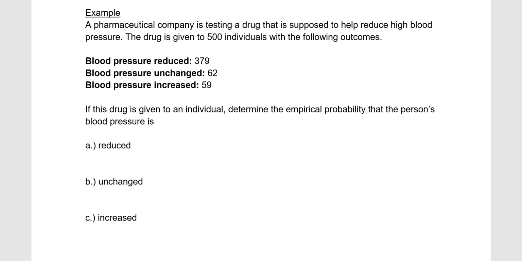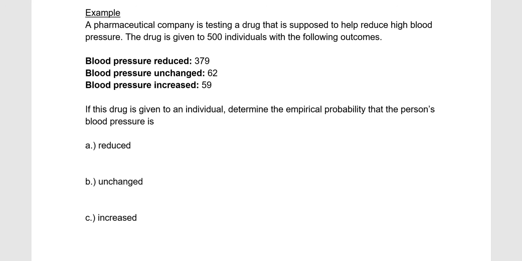Okay, the next one, we have a pharmaceutical company testing a drug that's supposed to help reduce high blood pressure. The drug is given to 500 individuals with the following outcomes. In 379 of them, the blood pressure was reduced. In 62 of them, the blood pressure was unchanged. And in 59 of them, the blood pressure increased. So we want to know, if this drug is given to an individual, determine the empirical probability that the person's blood pressure is reduced, unchanged, and increased.